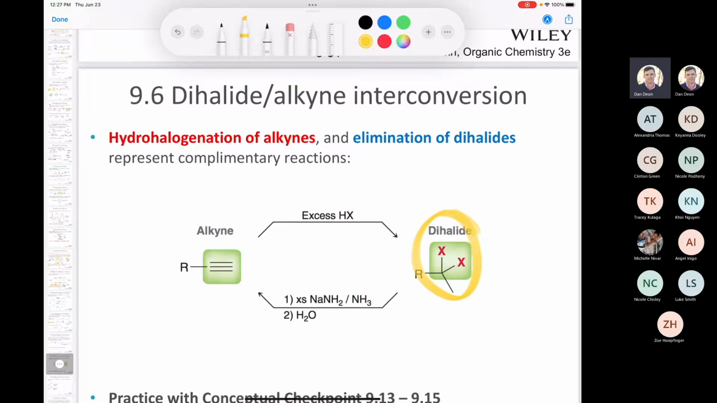Well, what did we say dihalides were useful for? We said we can do a double elimination and make an alkyne. So now you know how to make the dihalide, and you know how to make the alkyne from the dihalide. That doesn't seem very useful, but each reaction in its own right is useful. That's just putting things together, connecting the dots, so to speak.